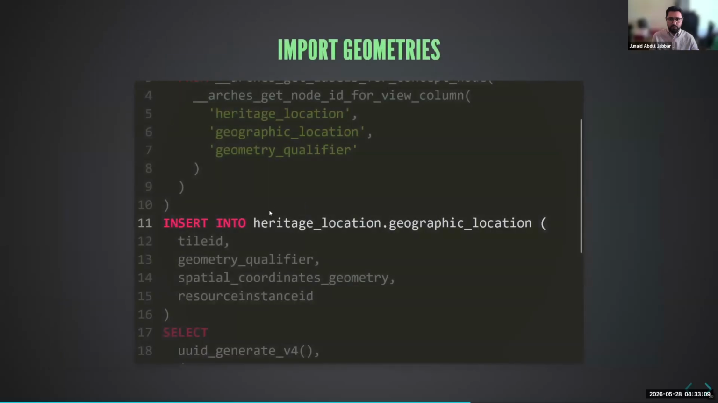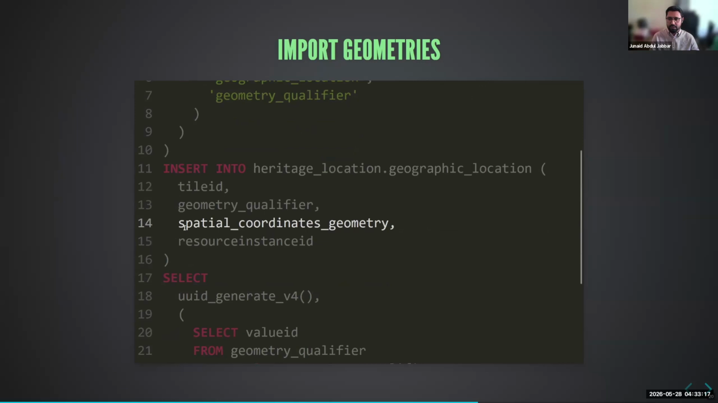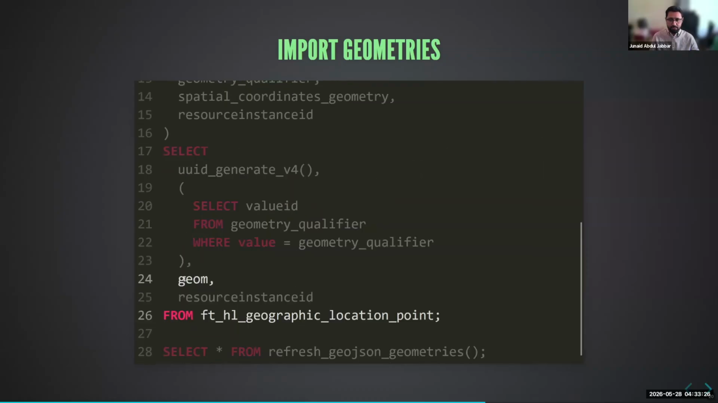Finally, looking at the geometries, we have a branch known as geographic location, which has a node of GeoJSON feature collection. This one is spatial coordinates geometry. And this basically accepts the geometry data type from Postgres, so there is no need to convert it into a WKT format.